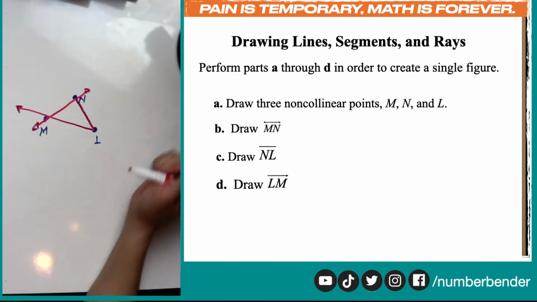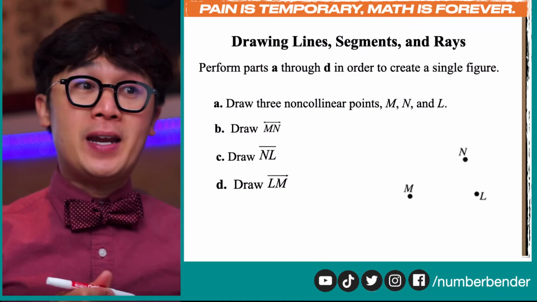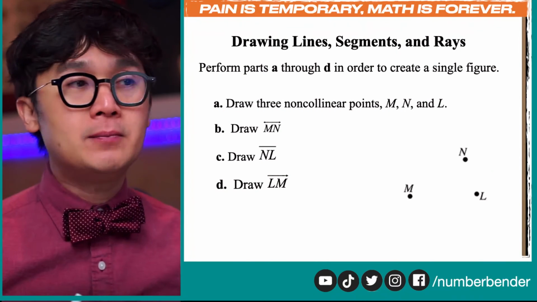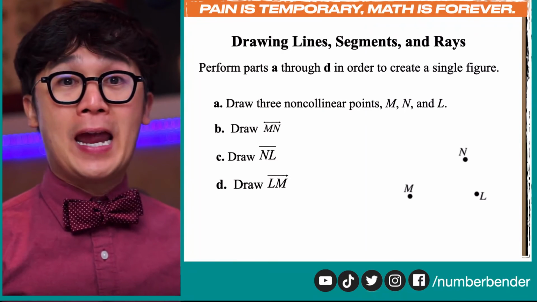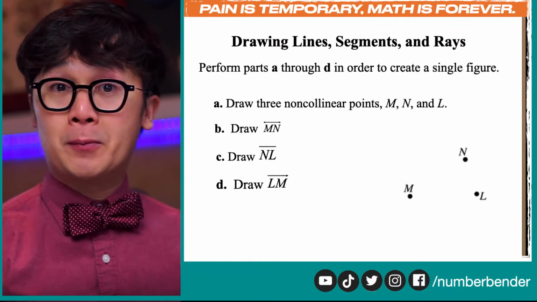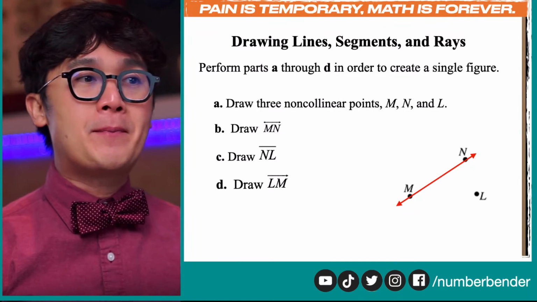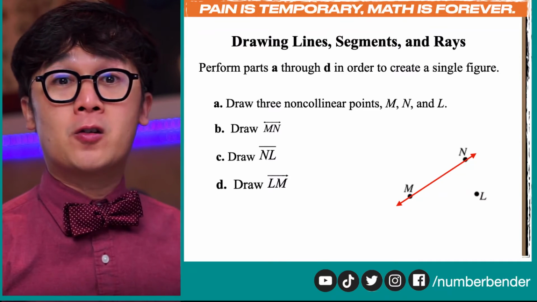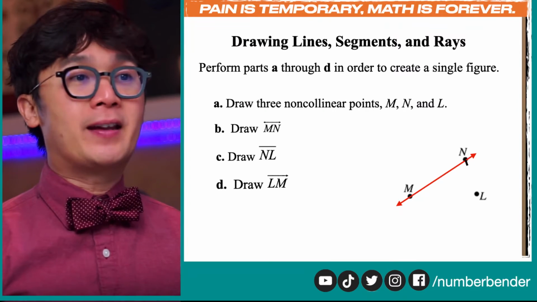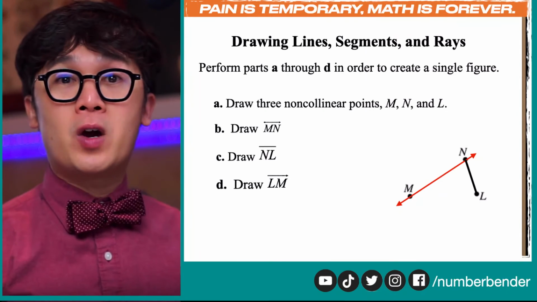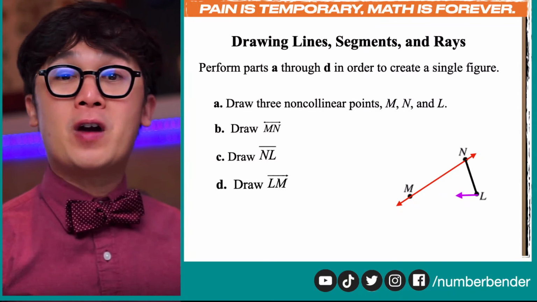So sabi daw dito, draw three non-collinear points. So to draw non-collinear points, we draw M, N and L, and it cannot be on the same line. Now, line MN is an arrow with points at M and N. Actually, it's not endpoint, but just a point on line MN. So this is the line MN and line segment NL. Meron tayong distinct endpoints na N at saka si L. So ito yung ating line segment NL. And the last one is ray LM, wherein L is our endpoint at si M yung ating arrow.